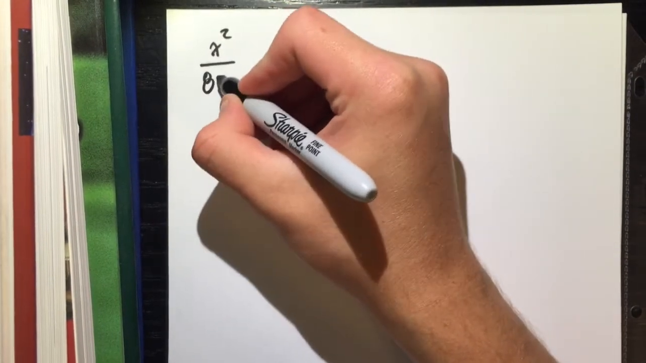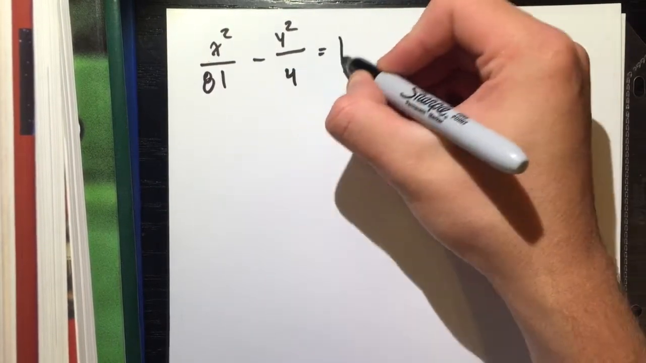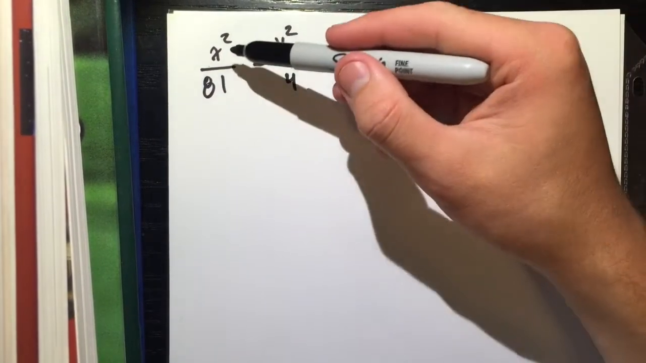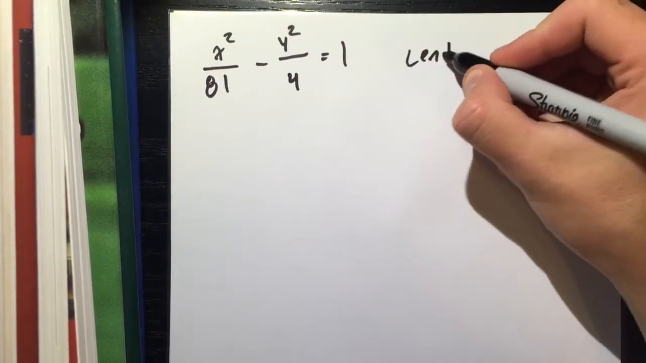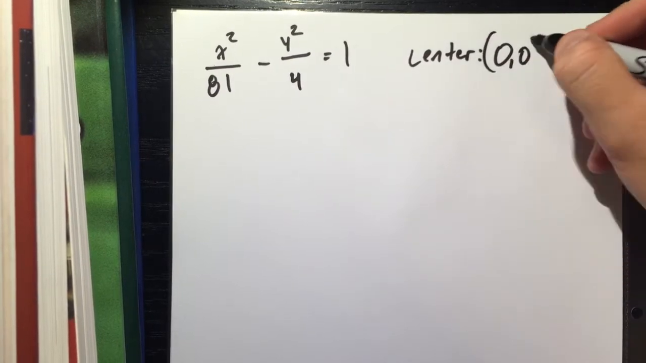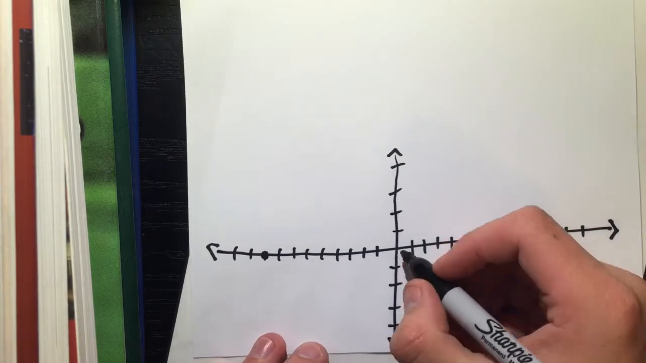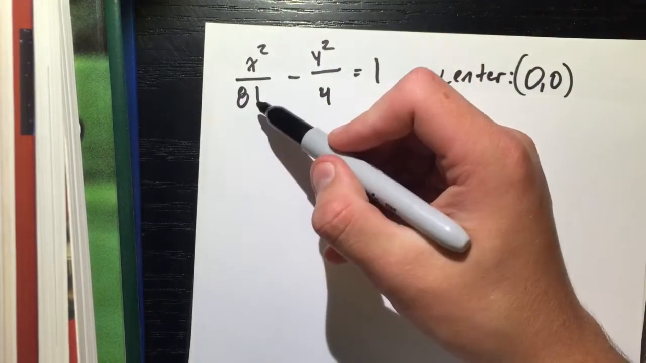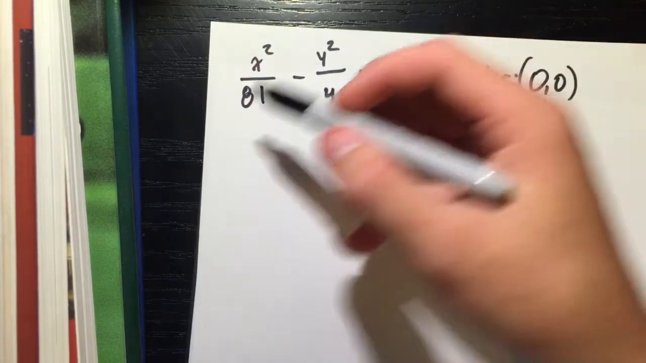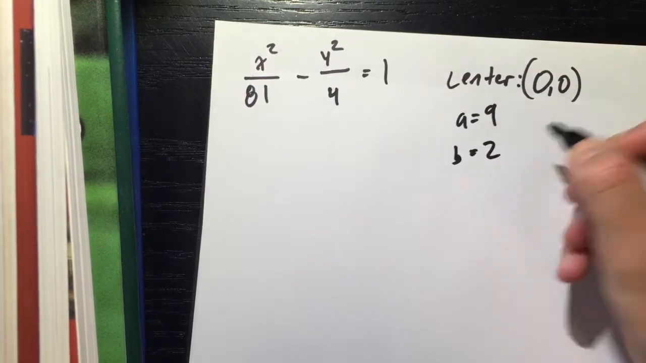So here we have our first example. In this equation, there is no h and there is no k. So that means that both of them are 0. So right away we can write down the center is 0, 0. So now that we know where the center is, we go down to our graph and put the center at 0, 0. In this equation, x squared always goes with a squared and y squared always goes with b squared. So we know that a equals 9 and that b equals 2.